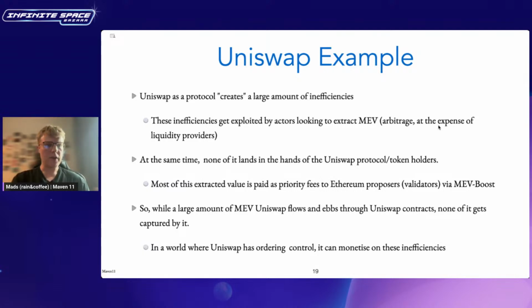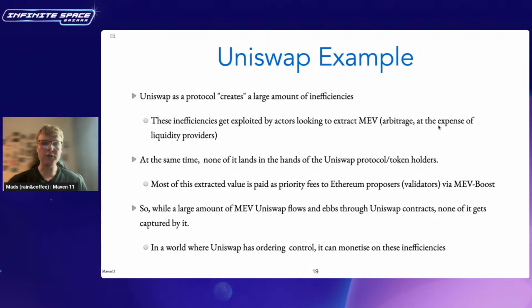So while a lot of this MEV ebbs and flows through, none of it actually gets captured by Uniswap. Now, if Uniswap was a modular app chain, an application-specific rollup, and had control over ordering, they would be able to take a priority fee paid by the searchers that are extracting value, and instead of going to the Ethereum validators that are not a part of the Uniswap protocol, it would go straight to the Uniswap protocol, its token holders, and its community. And then you can think about how you want to redistribute that, but that's obviously up to you as a developer.